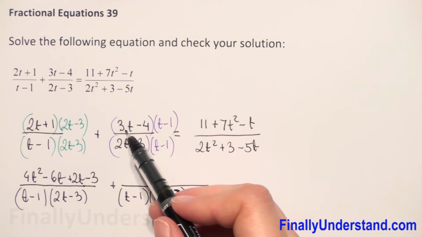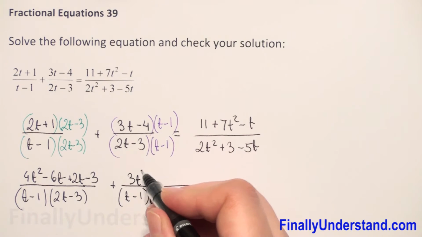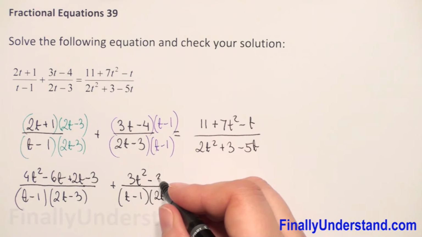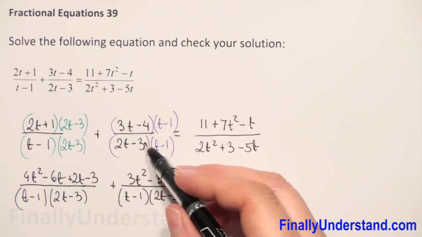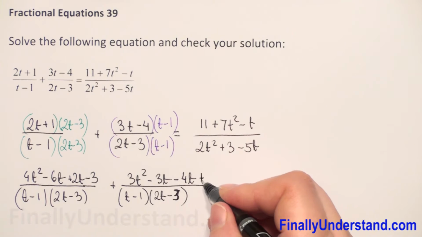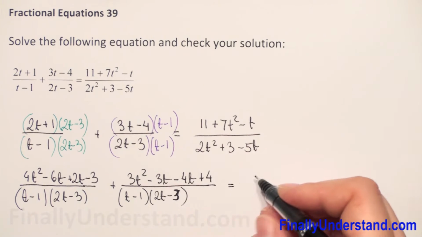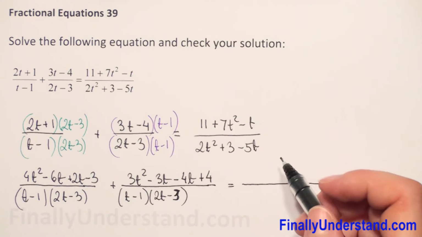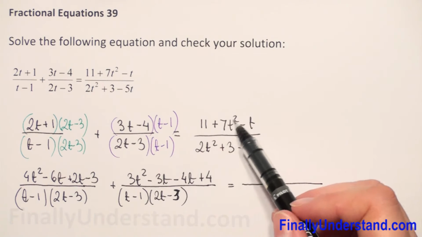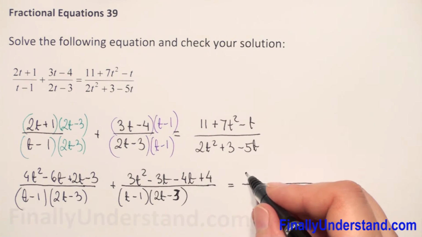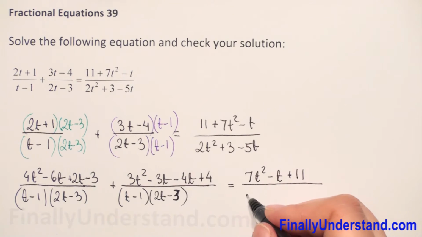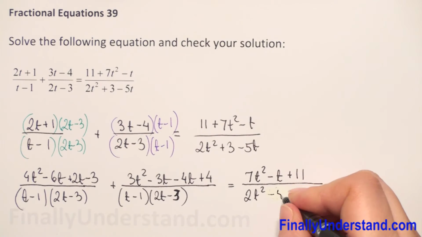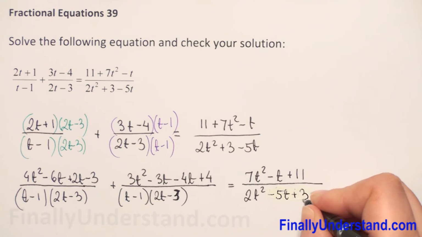And now we have to do multiplication. 3t times t is 3t squared, 3t times negative 1 is negative 3t, negative 4 times t is negative 4t, negative 4 times negative 1 is positive 4. So this is equal. On the right side, we will first write expression with the highest power, so it's 7t squared minus t plus 11, and we have over 2t squared minus 5t plus 3.